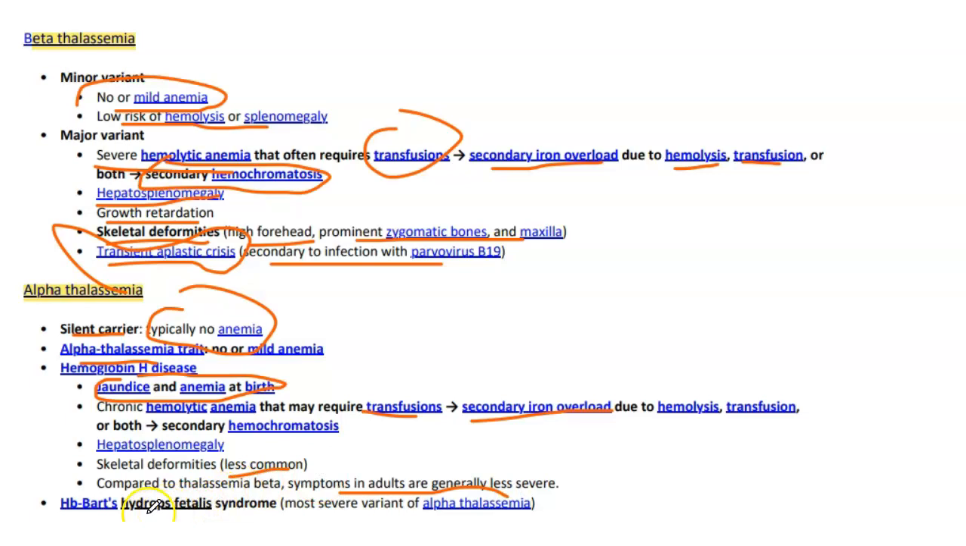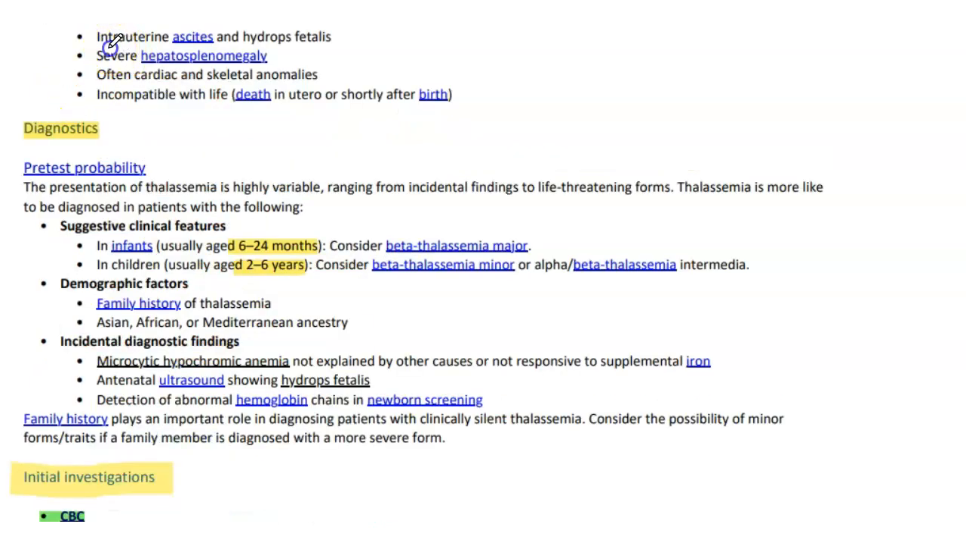Compared to beta thalassemia, symptoms in adults are generally less severe. Hb Barts, which is also known as hydrops fetalis, is the most severe form of alpha thalassemia. Hydrops fetalis presents as intrauterine ascites and hydrops fetalis, severe hepatosplenomegaly, often cardiac and skeletal anomalies, incompatible with life; death in utero or shortly after birth occurs.